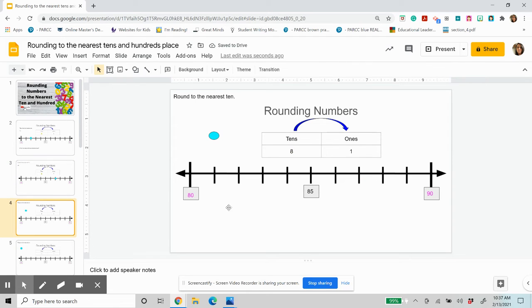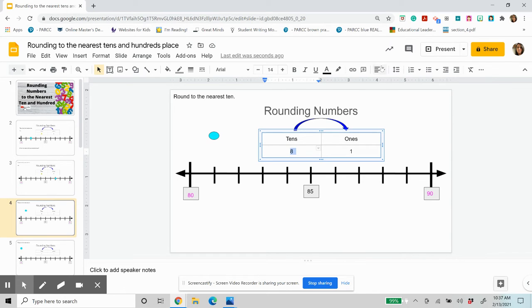All right, let's look at another one. Round to the nearest 10. So 81. So let's look at our tens, because that's what we're talking about. And we know that there are 8 tens, so that would be 80. That would be the first number on the number line. And the next 10 would be 90. And 85 would be our halfway point.